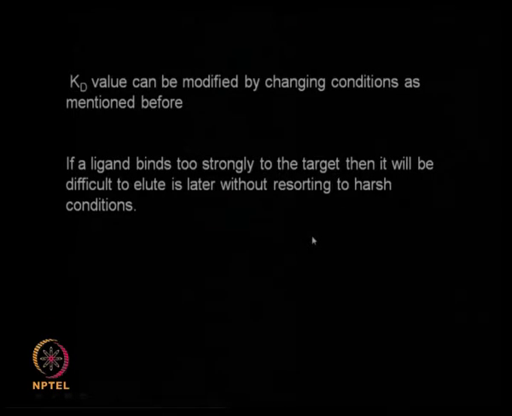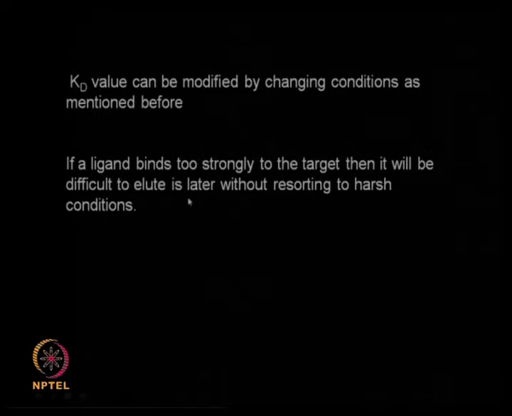So how do you modify these Kd values? It can be modified by changing conditions, as mentioned before. We talked about changing the conditions, okay. Initially you want a good binding because you are trying to capture the protein. Later on you change the environment so that whatever has been captured is dissolved. That means you are modifying the Kd value.